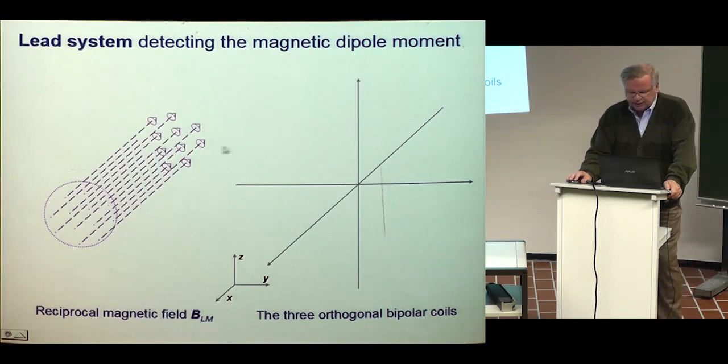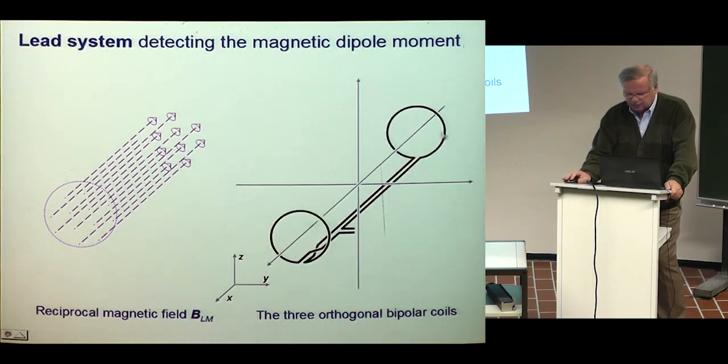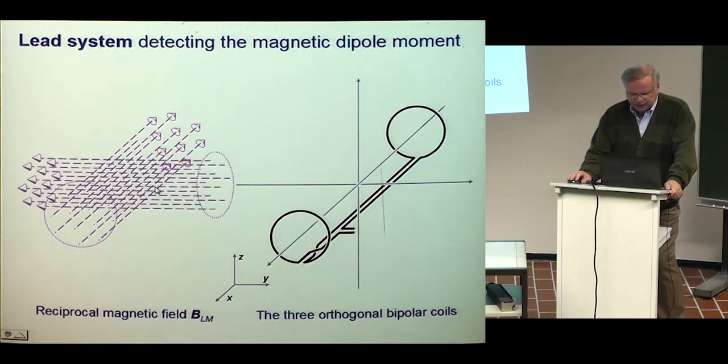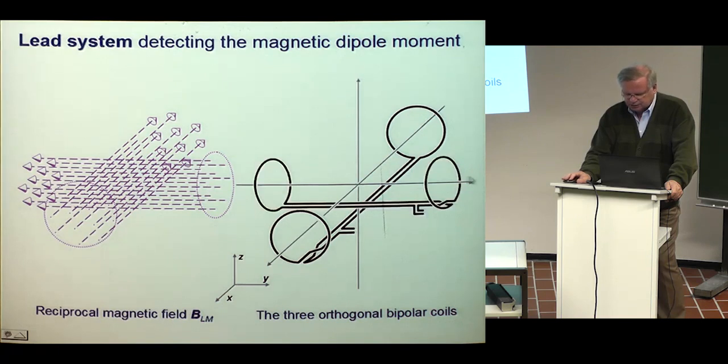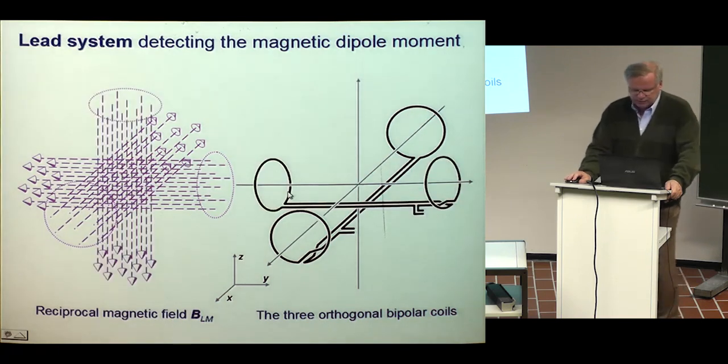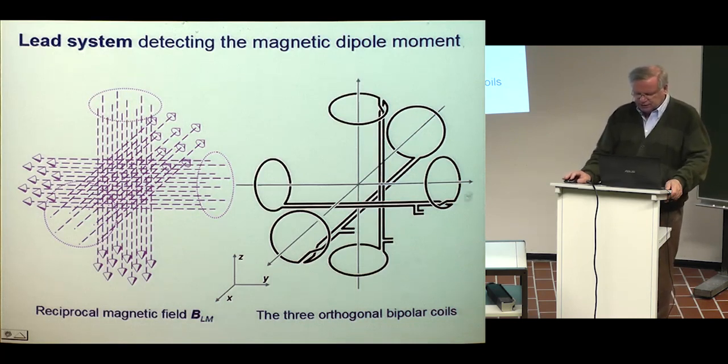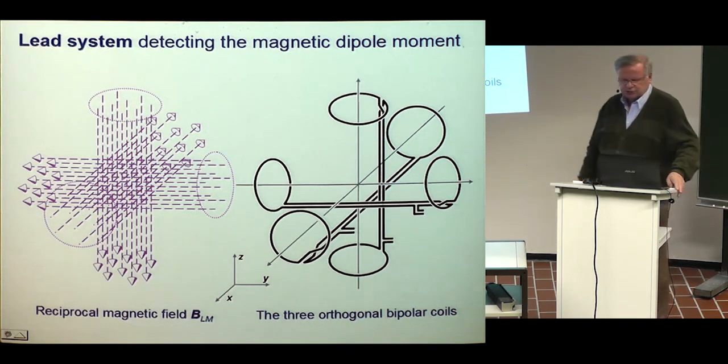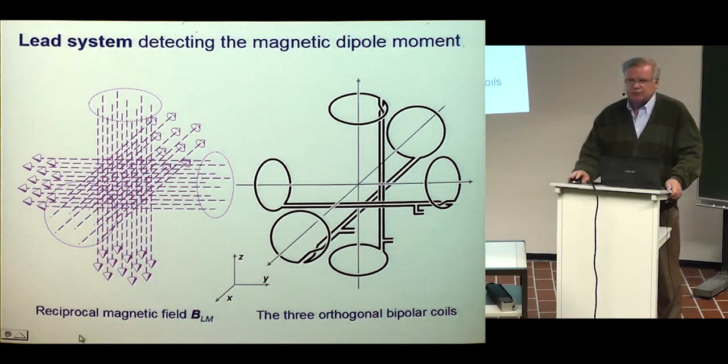In the lead system which detects the magnetic dipole moment of the volume source, we need three components, X, Y, and Z components. In the X component, the reciprocal magnetic field looks like that, and it may be obtained with this kind of double bipolar coil. In the Y direction, we need this kind of reciprocal magnetic field. It is obtained with this kind of bipolar coil. And the same in the Z direction. So if we have these three bipolar coils, bipolar gives better results than unipolar, with this detector system we can detect the magnetic dipole moment.